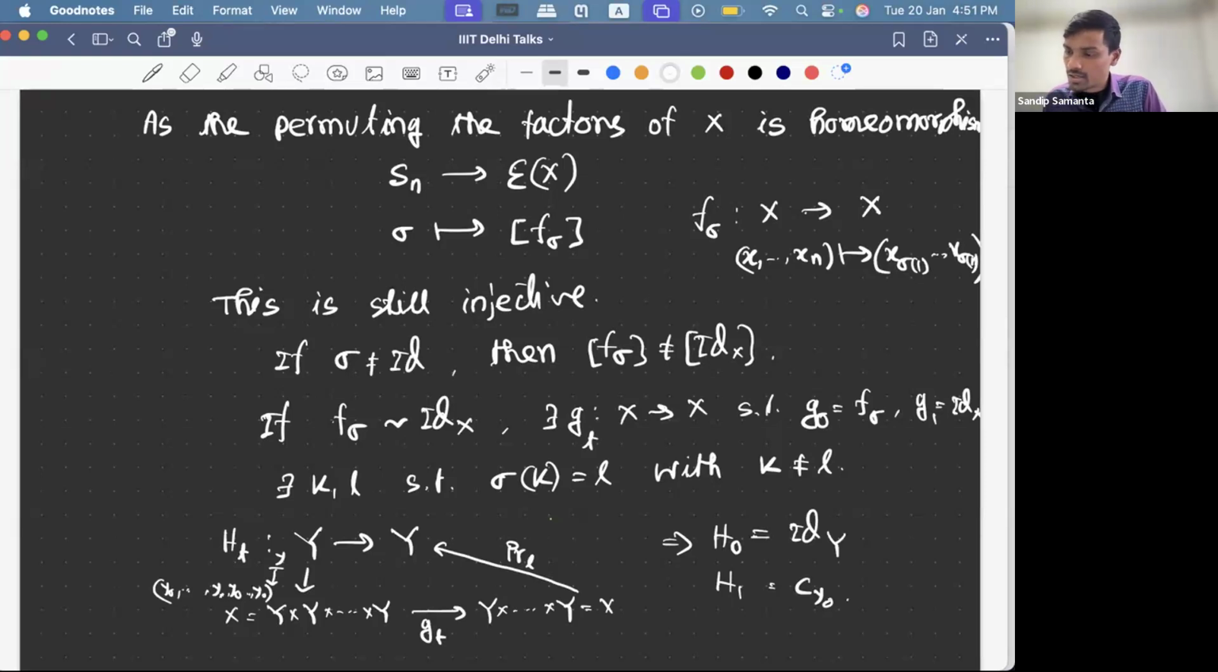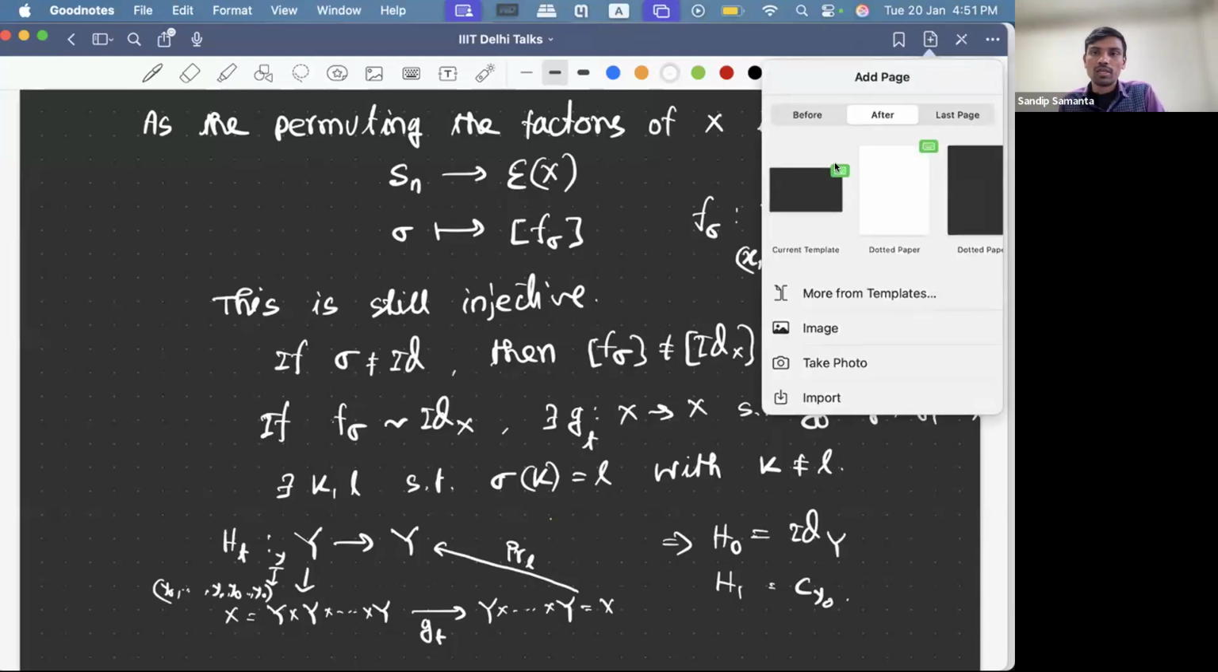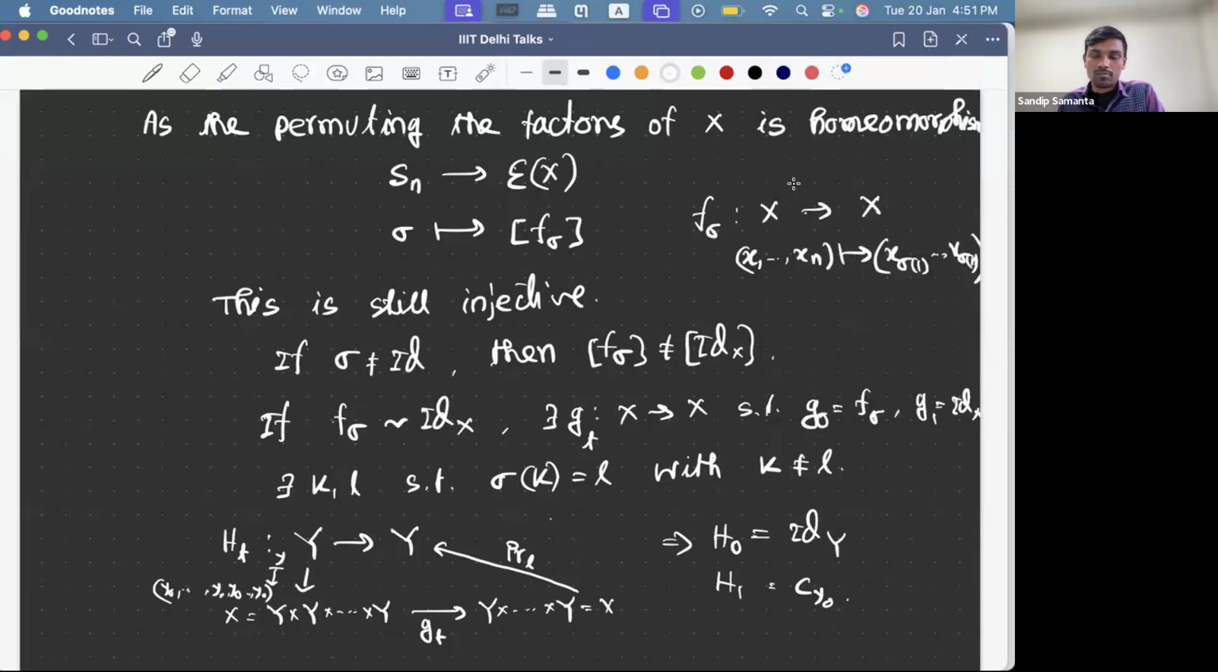But in some special cases, we can directly compute this group Ex using some basic topology. So, one such example, let's see this example.